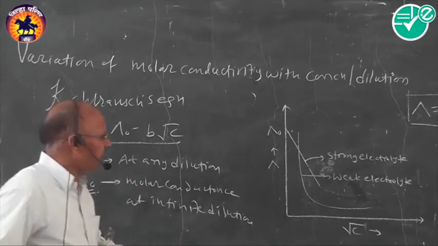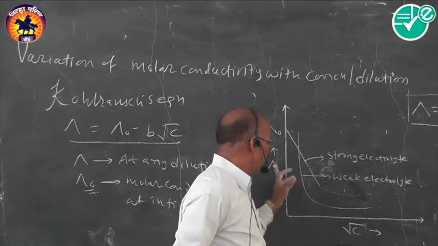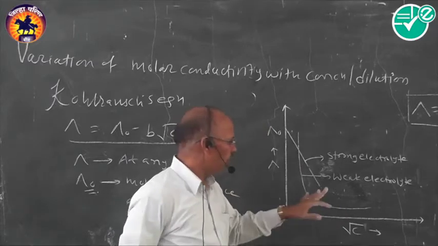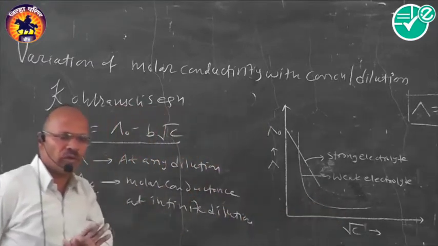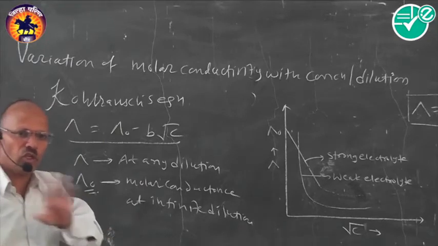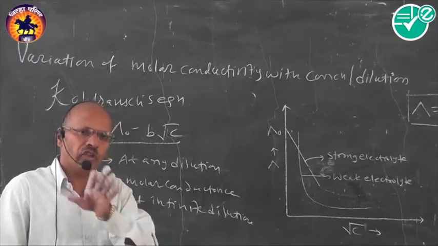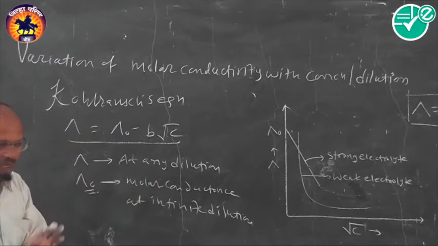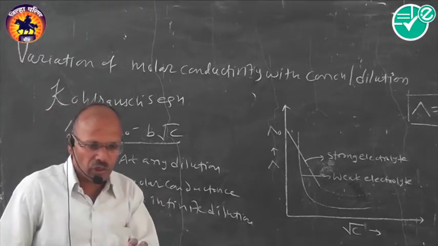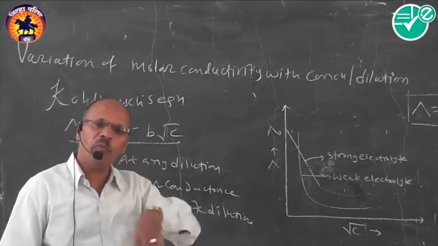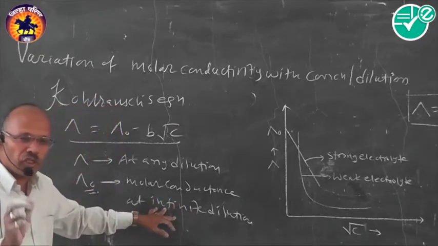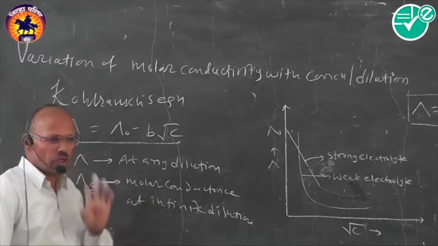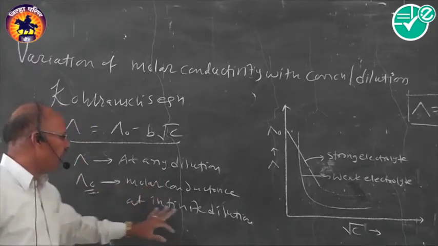Now we know that on dilution, the molar conductivity increases. In this particular case, the solution is so dilute that on further dilution there is no increase in molar conductivity. This dilution we generally call infinite dilution. So remember that infinite dilution is the dilution at which our solution is so dilute that on further dilution there is no increase in the molar conductivity. So lambda 0 is the molar conductivity at infinite dilution.